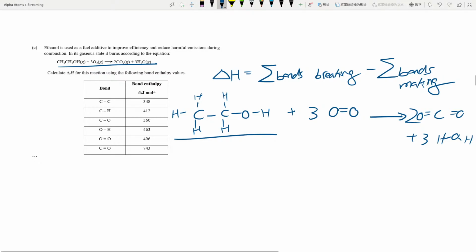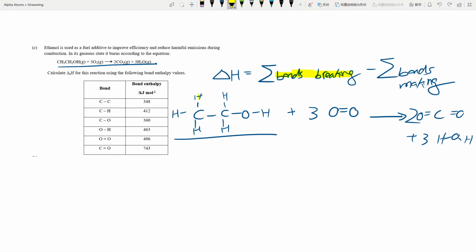So what that means is that we need to break all of these bonds on the left hand side and add that up, and then break everything on the right hand side and add that up. Then take a difference, and that's going to be the change in enthalpy. So what do we need to break? Let me get rid of the highlighter so we can see.